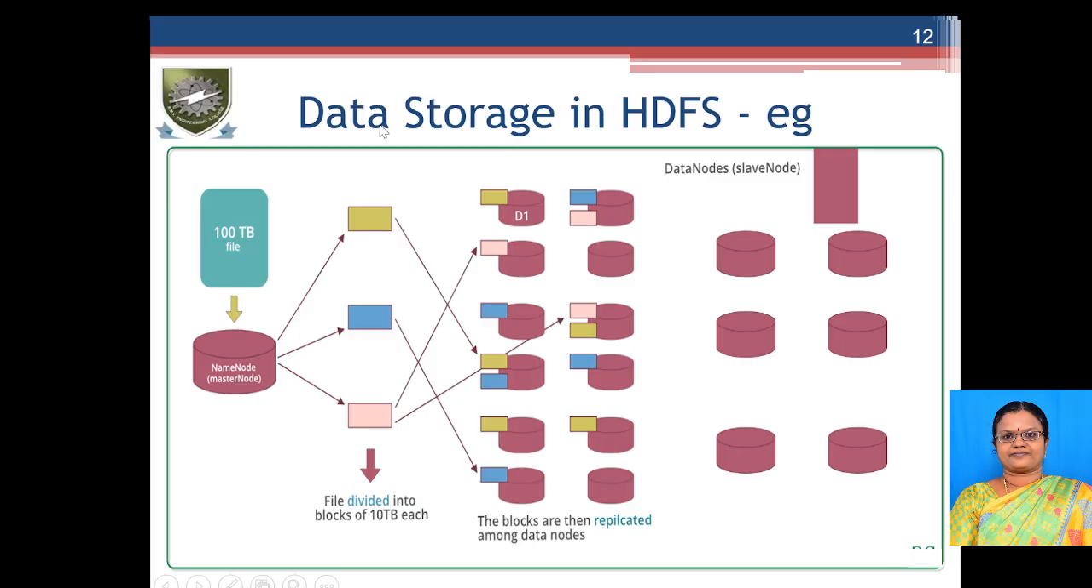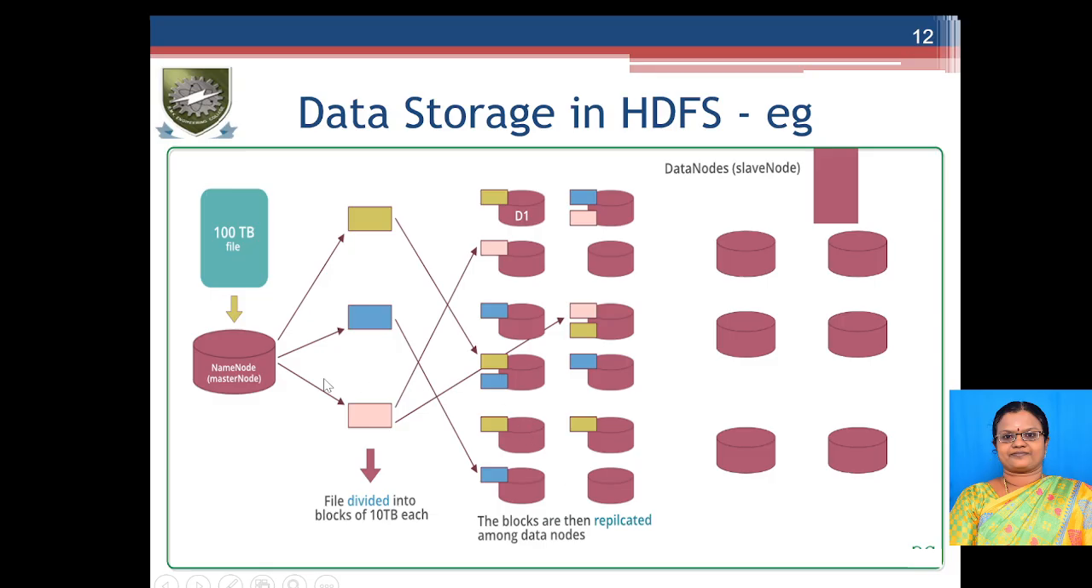So here I have a scenario where I have a file of 100 TB which is given to the master node. The master node divides the data into three different blocks, and I have 10 slave nodes. So this information will be stored in any format across these 10 nodes. That's the beauty of this distributed file system. So I cannot say which slave node has which information. It can be shared among any slave node.